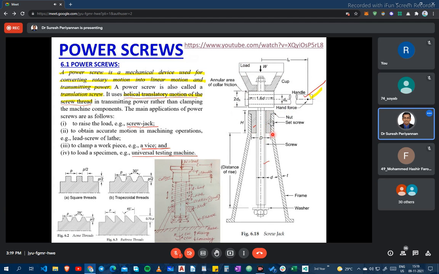Okay, so these are the disadvantages. Now in these power screws we are using different types of threads, which is very important. What are the types of threads we are using in the power screws? One by one we see here.